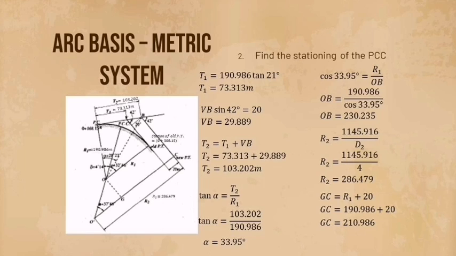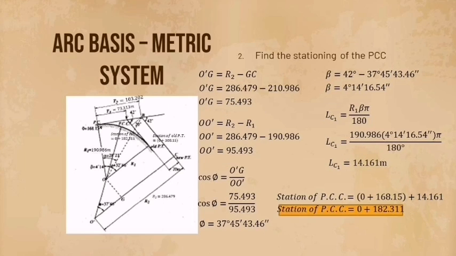So GC equals radius 1 plus 20. Our radius 1 is 190.986. If we substitute that to the formula, we will get the answer of 210.986 for the GC.